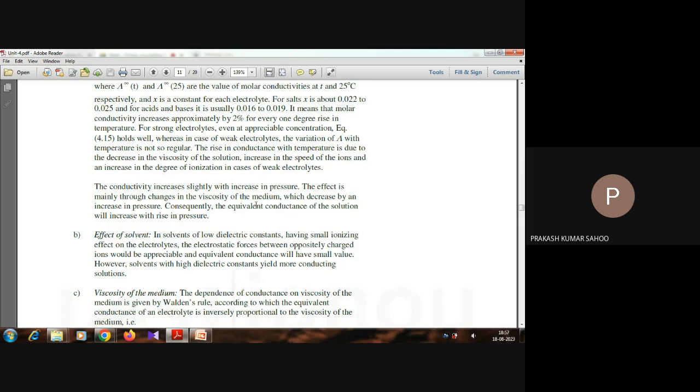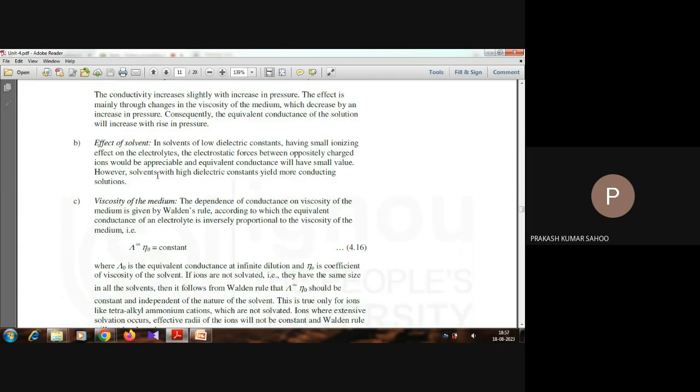If viscosity changes, the effect mainly appears as a decrease with an increase in pressure. Then there is the effect of solvent. In solvents of low dielectric constant, having a small ionizing effect on the electrolyte, the electrostatic forces between oppositely charged ions would be appreciable, and equivalent conductances will have small values. So this is the effect of solvent.